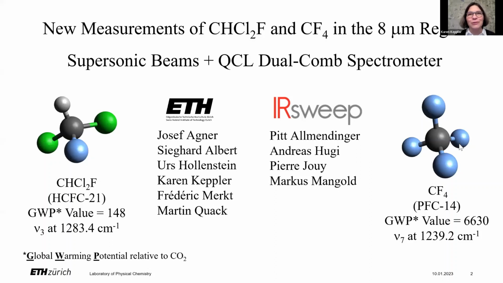Two molecules that we've studied were bad molecules. We studied CHCl2F, which is 148 times as bad as CO2 when it comes to global warming. And then we studied the super bad CF4, which is over 6,000 times as bad as CO2 when we're describing global warming. And so what we'll be talking about today is how we took the QCL Dualcomb spectra and analyzed this to get out some improved parameters for the molecules, and more than anything, to get a bit of experience with the new instrument.